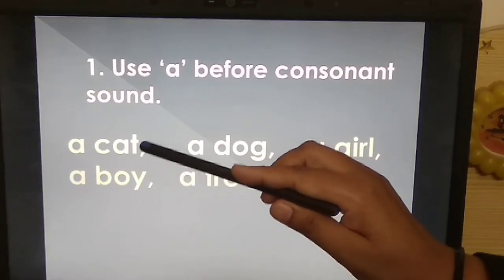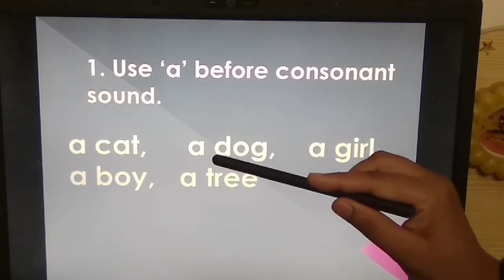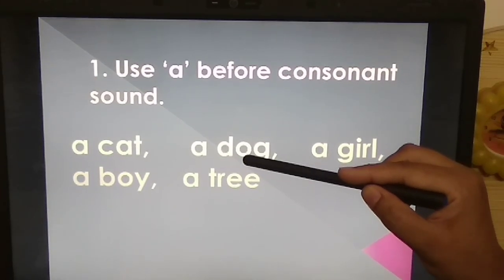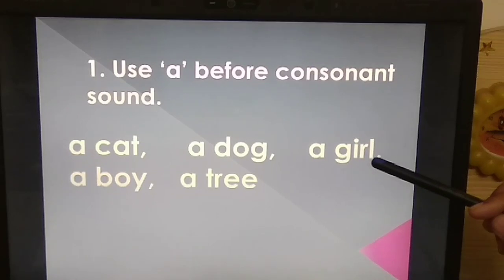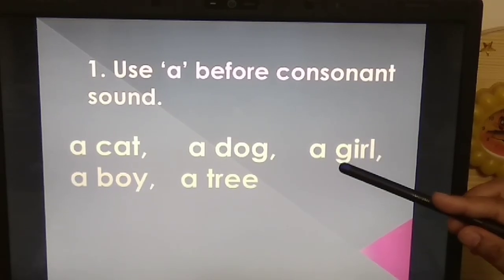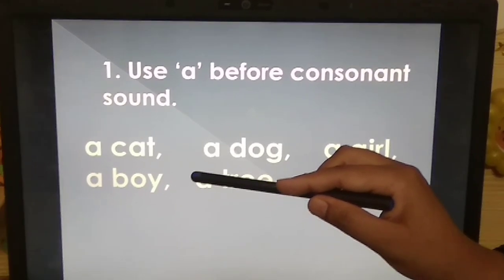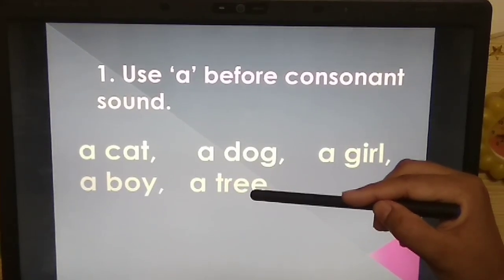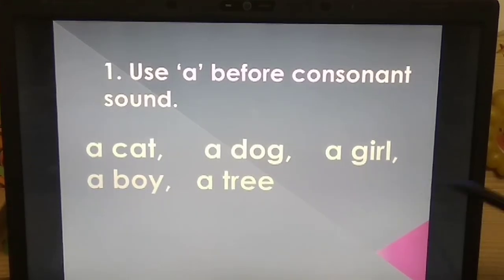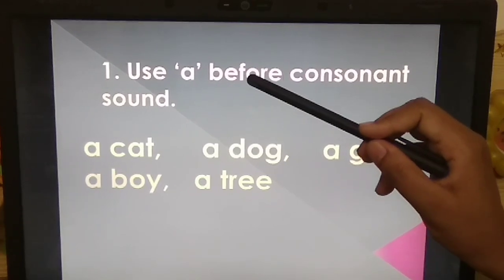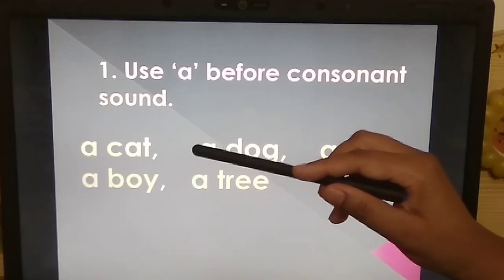So, a cat, because cat starts with a consonant. So we are placing "a" before it. Dog. Why are we placing "a" before dog? Now you tell me. Yes, D is a consonant, so we are placing "a" before it. Now you have understood, so do it with me. Girl. G is a consonant. So what are you going to place? A. Boy is again a consonant sounding word. So what are you going to place? A before it. Tree starts from T and it sounds as T. So what are you going to place before it? A. So we are going to revise it again. Use "a" before a consonant sounding word. Always place "a" before consonant sounding words.